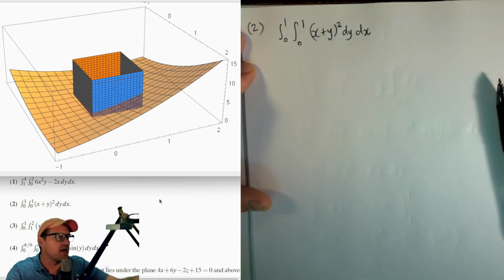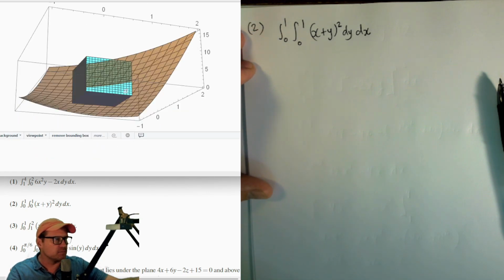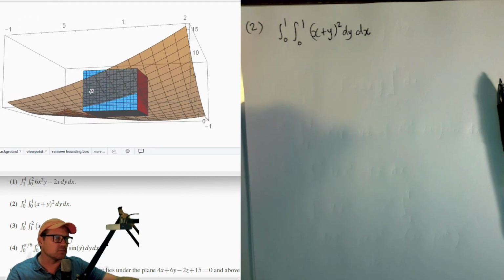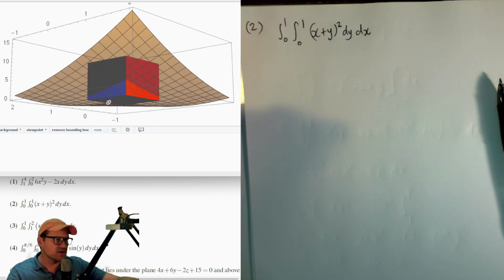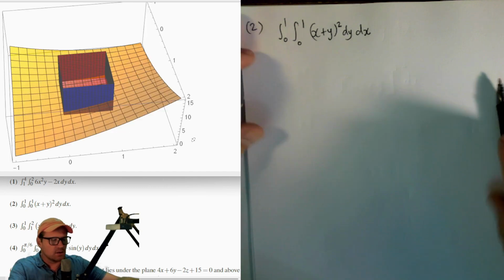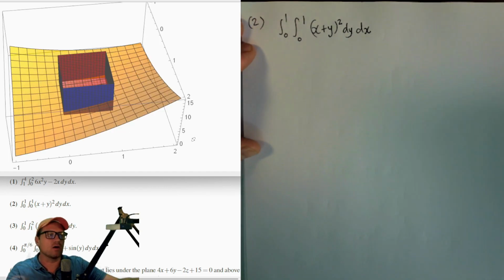So again, we are calculating the volume under the surface within this box, down to the xy plane, the plane z equals 0. So it's how much volume can fit into this region here under the surface. Okay, and so let's calculate this now.